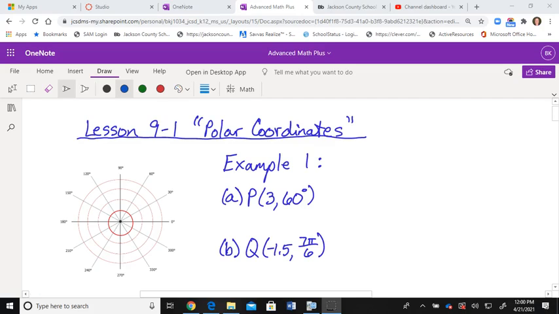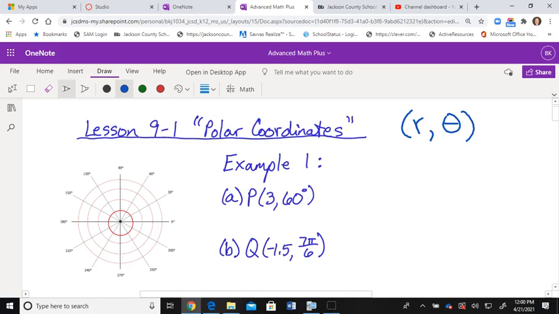So, polar coordinates are very similar to rectangular coordinates. Rectangular coordinates use the x and y. That's what you've used all your life in algebra. X comma y. Polar coordinates are r theta. What do you think r represents? Radius. And theta is your angle. Everybody with me so far?